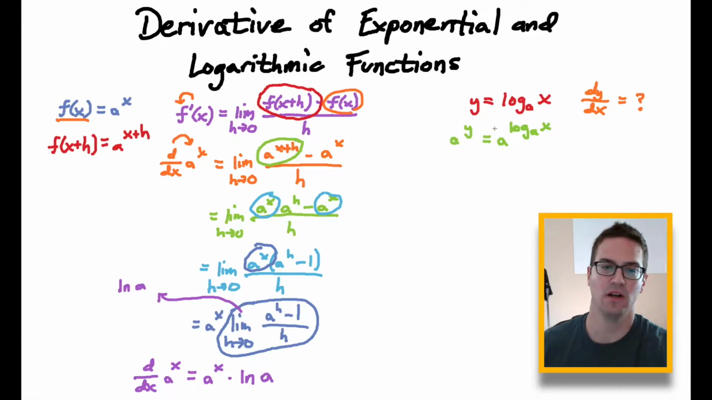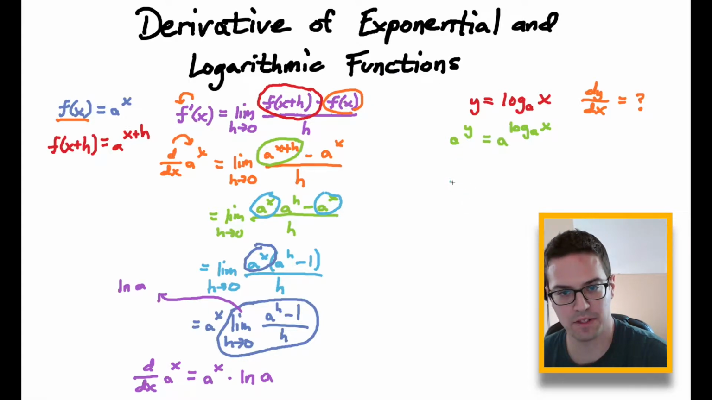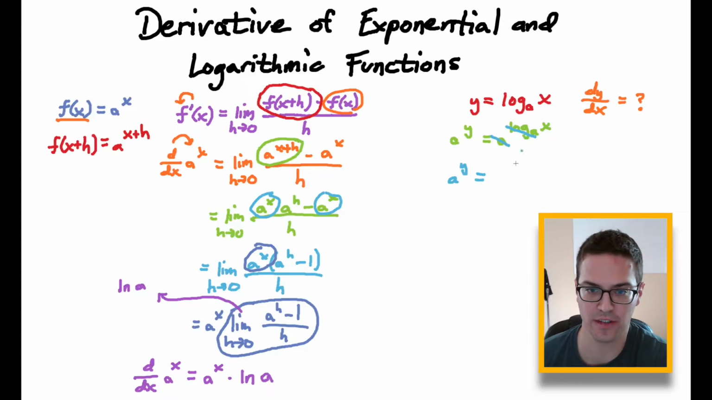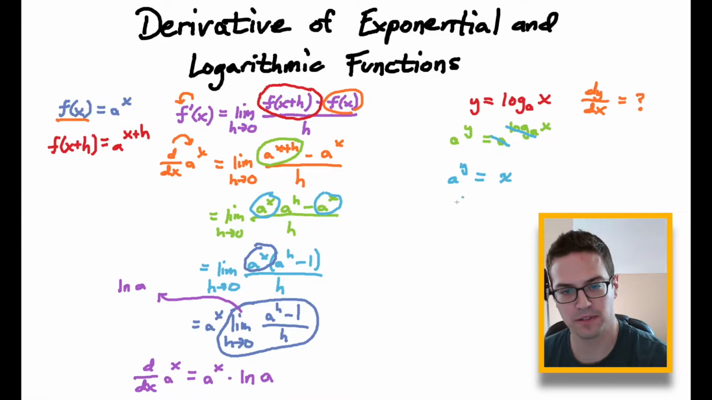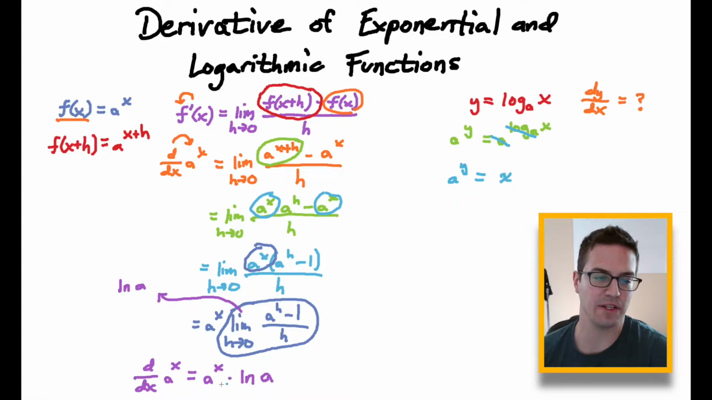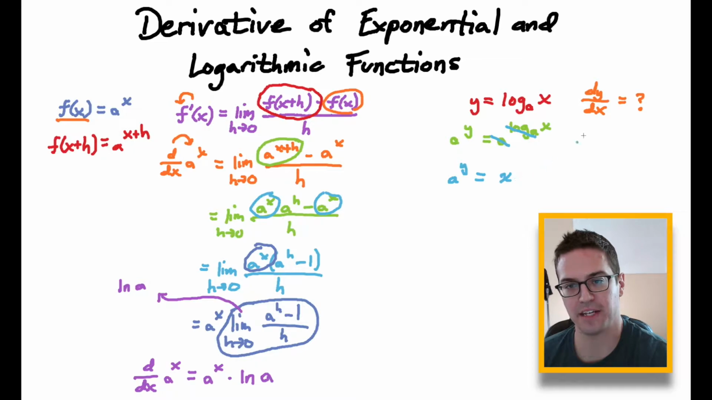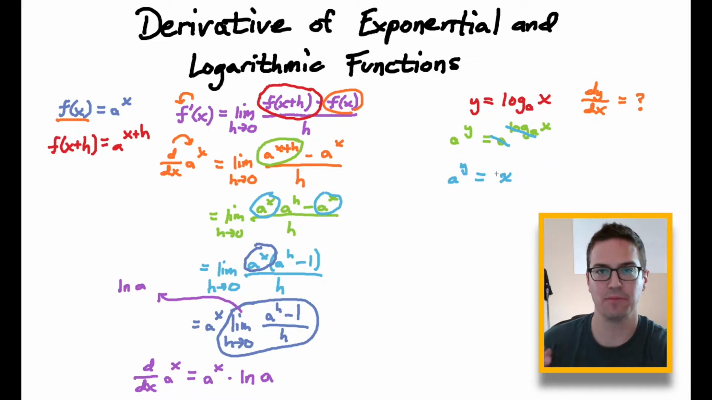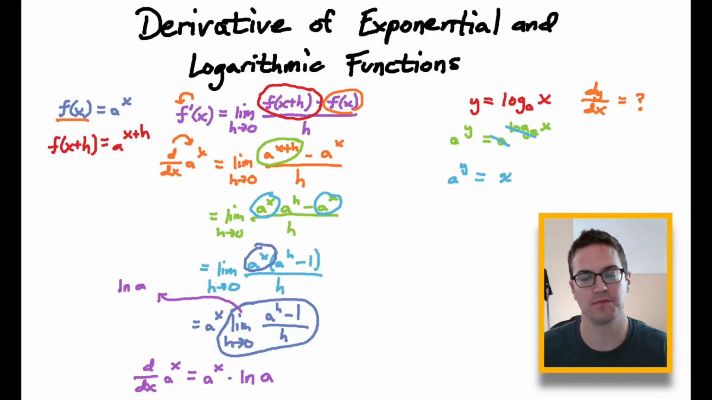Now, a really cool thing happens: this a to the y stays the same, but over here, log base a and base a are going to cancel because they're inverses of each other, and you're just going to have an x here. So now we have an exponential function, and we're going to use the fact that we know the derivative of exponential functions, based on this purple formula that we just figured out, to solve for dy over dx. You should notice that this is going to be like an implicit differentiation problem, and we're going to solve it in a similar way.